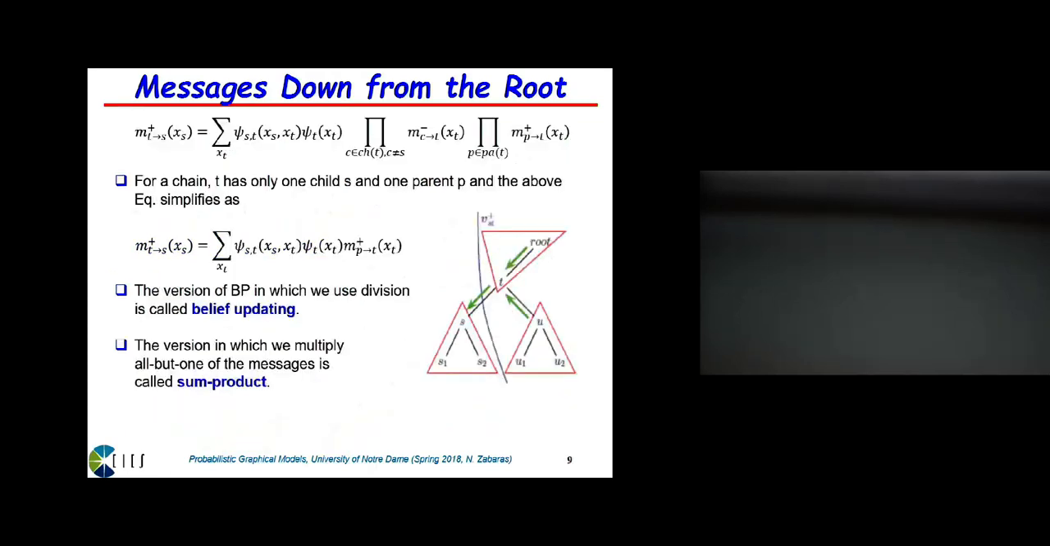All right. Now, the version of belief propagation where you do this division, as I showed you, is called belief updating. The version where you multiply messages, the way we have done in earlier lectures, is really the sum-product algorithm. So that's what we have already seen. And with this new reparameterization, you get this concept of belief updating, not message updating, basically.